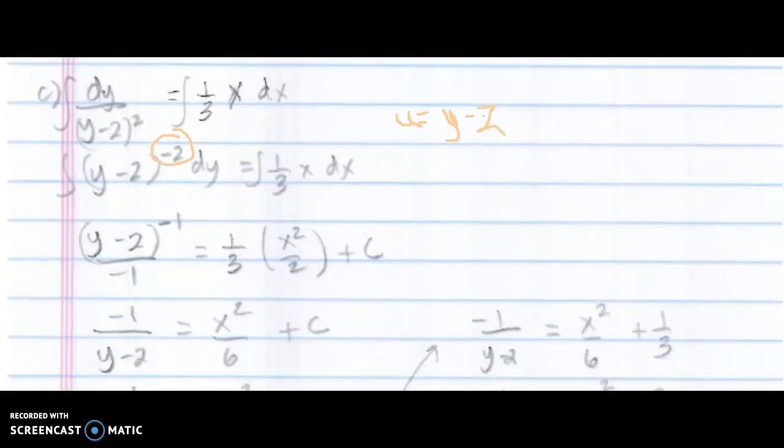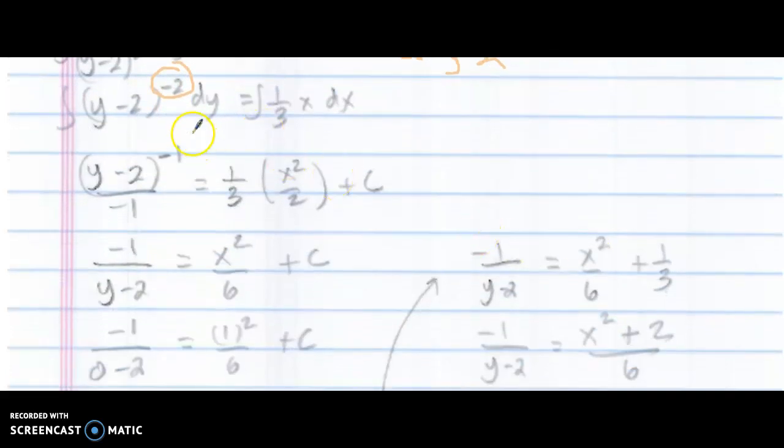So when I integrate on the left side, I'm going to increase the power by 1 to negative 1. I'm going to divide by the new power of negative 1. On the right side, notice I just pulled my 1/3 coefficient off, and I did the power rule, increase the power by 1 and divide by the power.